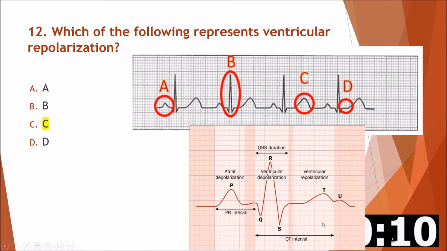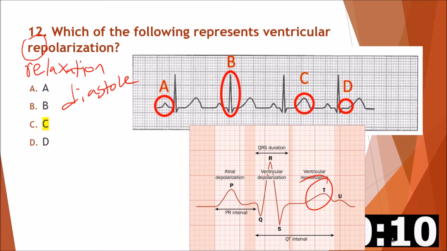So the answer for this one, ventricular repolarization, should be C. Remember, repolarization is the same as relaxation or diastole, right? Now this is not 100% true, but for the purposes of this exam, we are considering them to be the same thing. And so the T wave is ventricular repolarization, ventricular relaxation, or ventricular diastole.